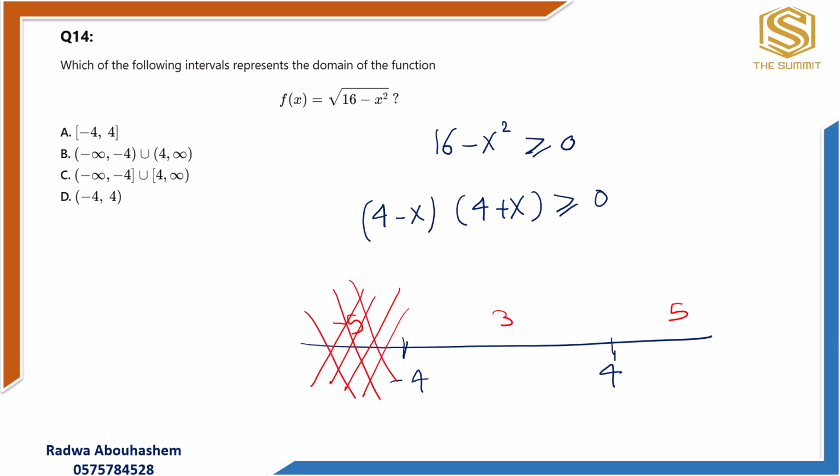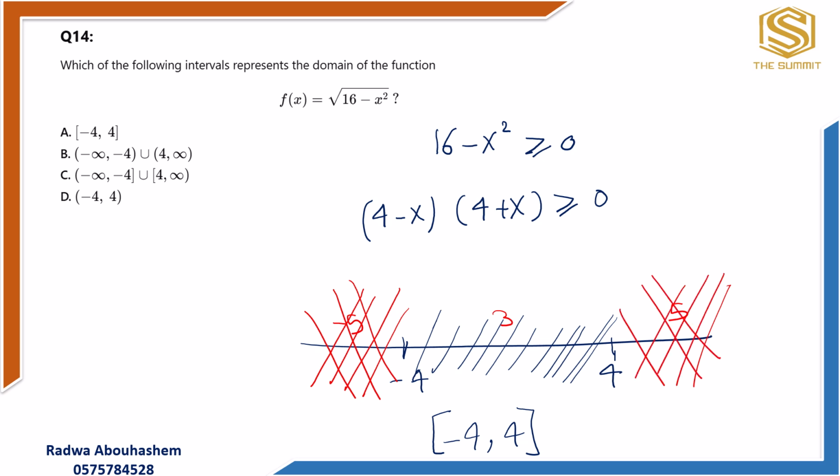Now let's check this one. 3 power 2 equals 9. 16 minus 9 gives me 7. It's greater than 0. So yes, I could take this one. I'm going to take it, from negative 4 to 4. Good. Now let's try more. Let's try the 5. So 5 power 2, 16 minus 25, is it greater than or equal to 0? Of course not. So this means I cannot take this either. So my domain here is negative 4 to 4, closed.